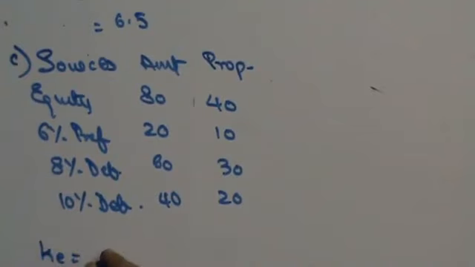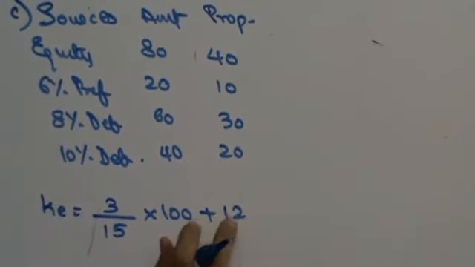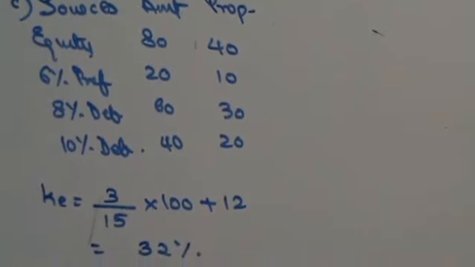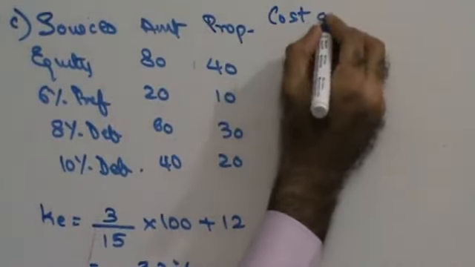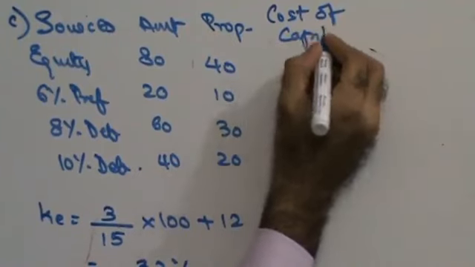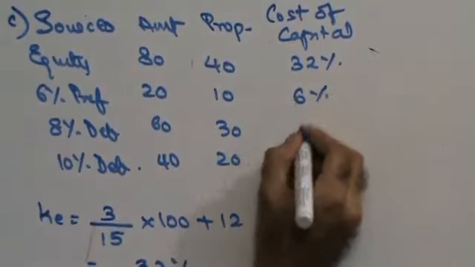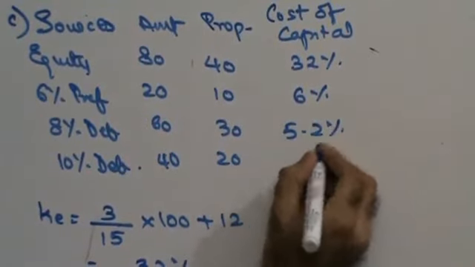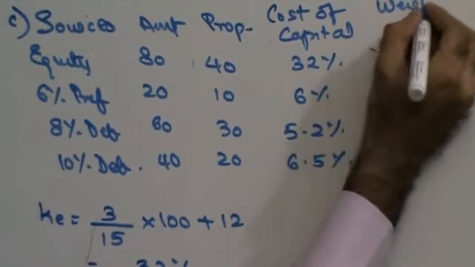So cost of equity is dividend per share upon market price per share into 100, plus growth rate. They are changing this growth rate from 7% to 12%. So this is going to be 32%. So in this case, your cost of capital, all the others will remain the same. This will be 32%. This 6%. Everything else remains the same. 5.2%, 6.5%. Weighted cost.